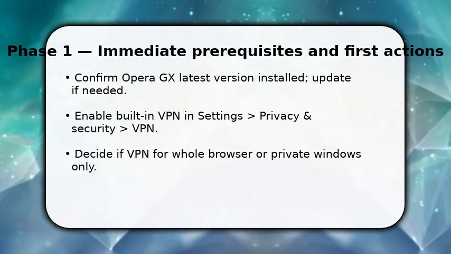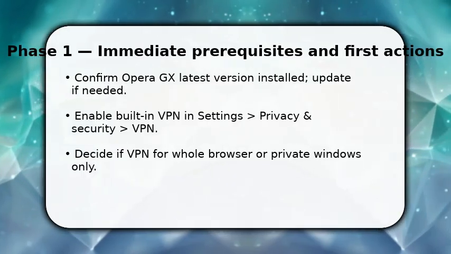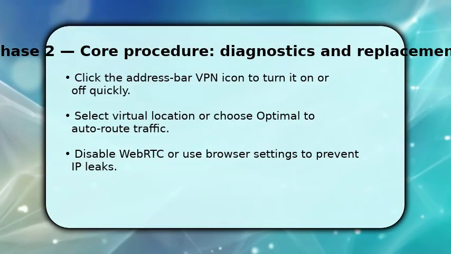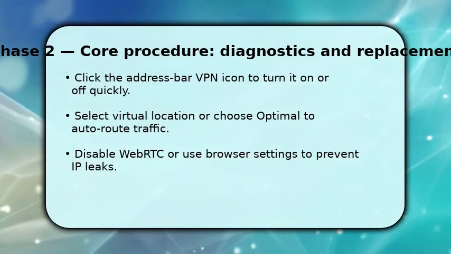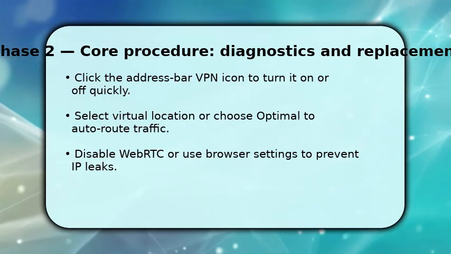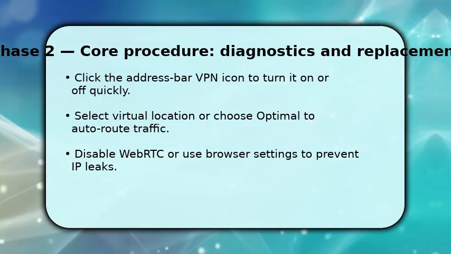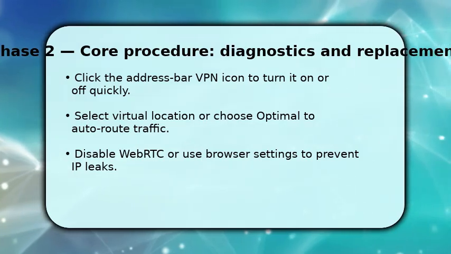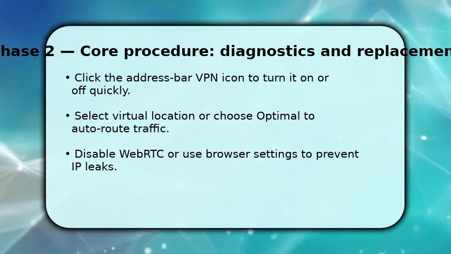You'll see a small VPN icon in the address bar when the feature is active. You click the VPN icon in the address bar to activate the connection. The indicator turns blue when routing. Next, pick a virtual location from the drop-down. Choose Optimal for automatic selection or a specific region to access geo-restricted content.